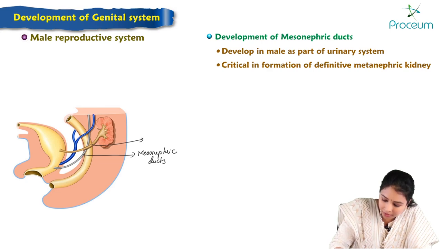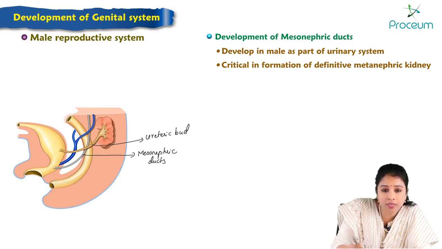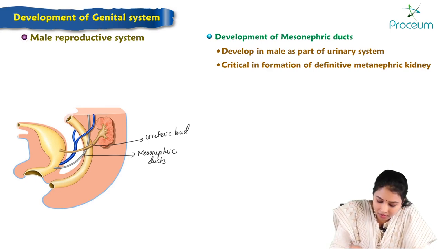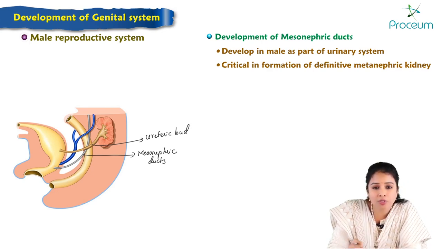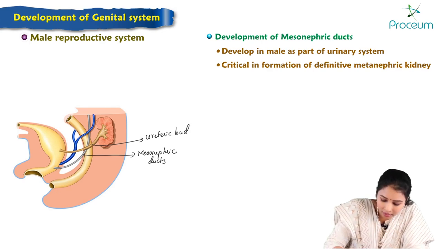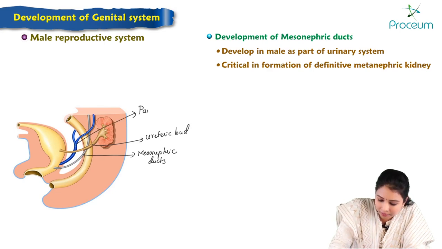And this is the ureteric bud, which is also a derivative of the mesonephric duct. And here in this position, we can see the ureteric bud is separated from the mesonephric duct because of absorption of the mesonephric duct into the wall of the urinary bladder. And this blue colored tube is the paramesonephric duct.